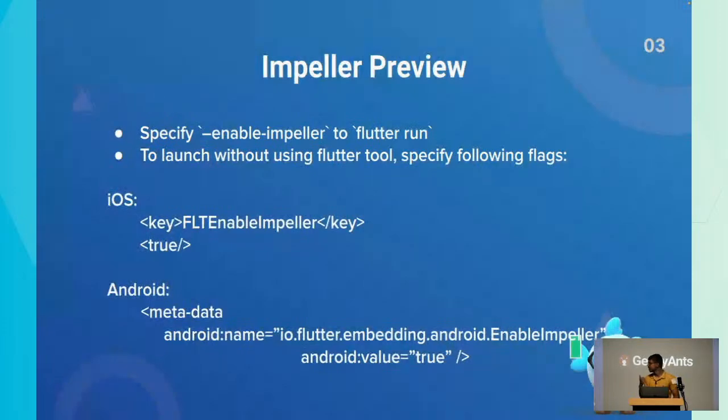And then again, this is one of the very good things that came. Impeller preview is now available on iOS. If you want to use it, you just have to use the enable-impeller flag while running your app using flutter run. Also, if you don't want to do it every time, then you can use these flags in your Info.plist or Android manifest XML. If you just do that and run flutter run, it will always run with Impeller.